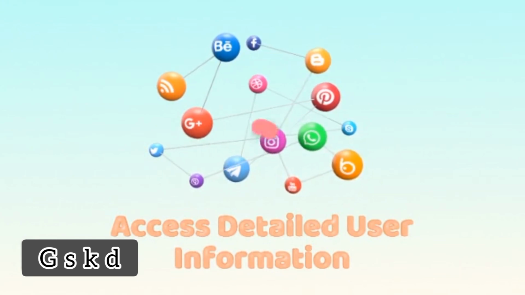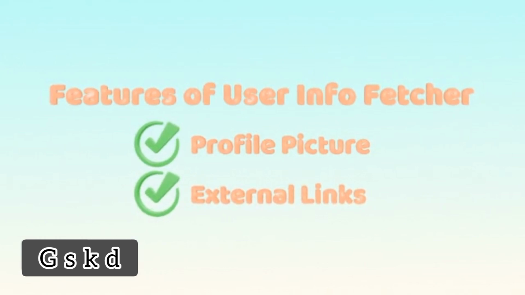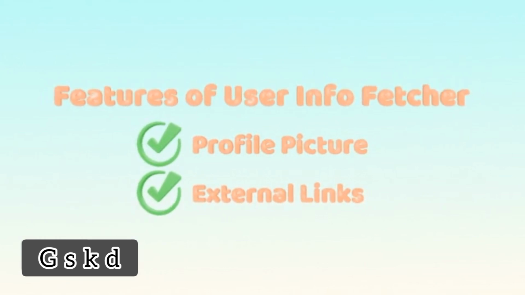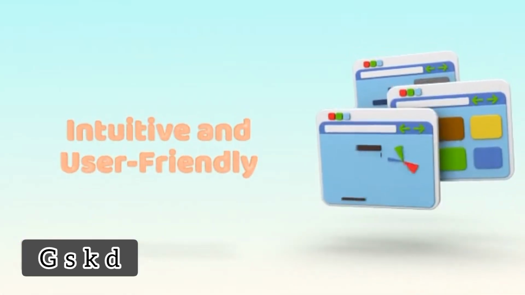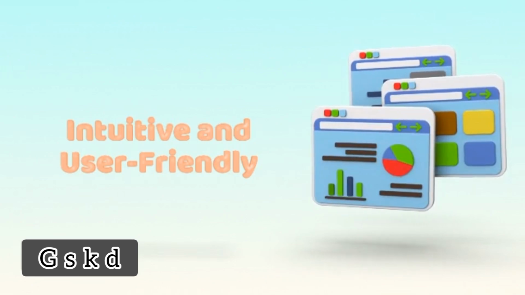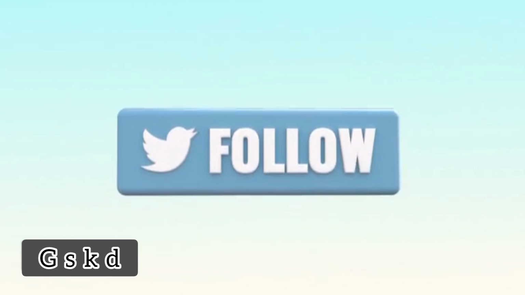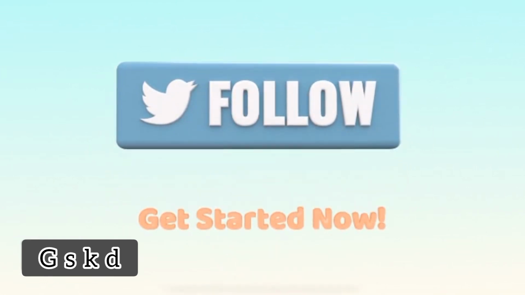View the user's high-definition profile picture. Get any links included in the user's bio, such as personal websites or other social media profiles. The program will also extract any links hidden within the response for you to explore. It's an intuitive and user-friendly interface. Simply type in the username, click Fetch User Info, and you'll instantly have access to all the information you need.